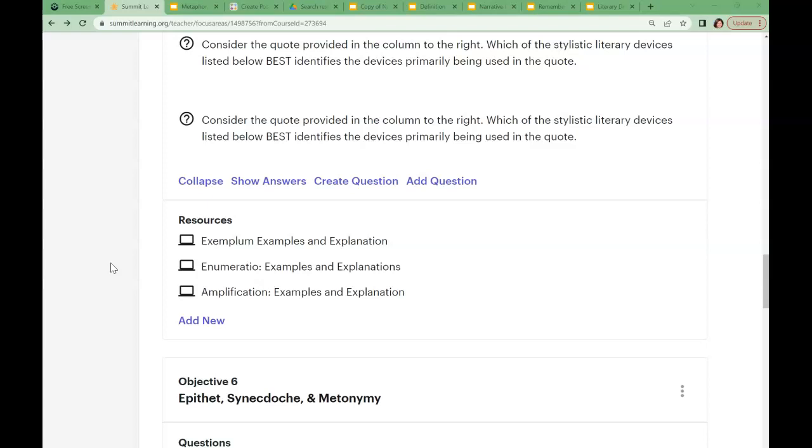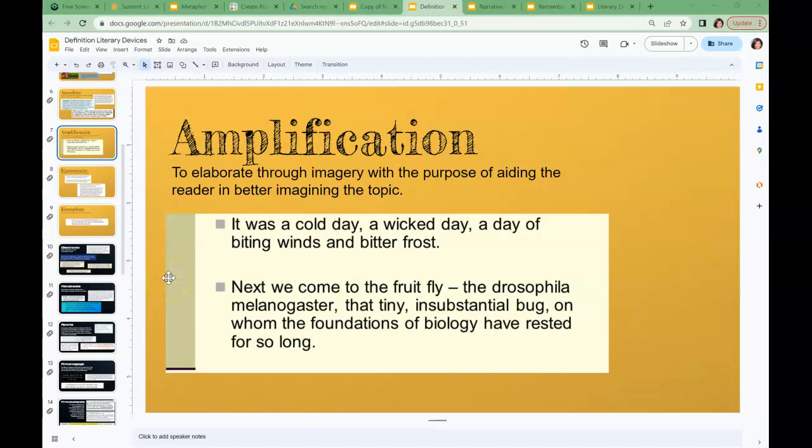So the next set of terms that you might be unfamiliar with are exemplum, enumeratio, and amplification. So let's take a look at what those are. All three of these, amplification, enumeratio, and exemplum, are different ways to elaborate. So you'll come up with an idea and then you elaborate upon it. And these are three ways in which you would do that, which is actually very helpful to know.